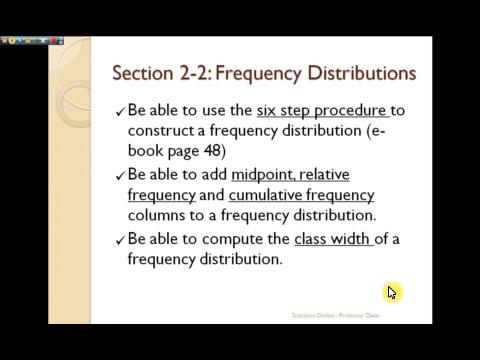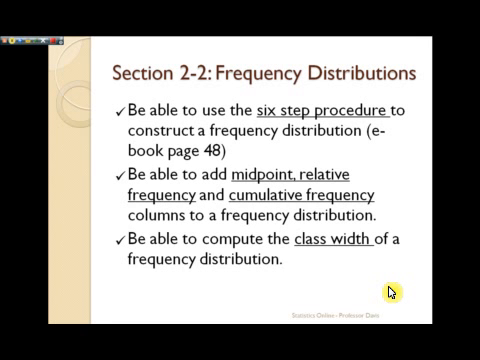Moving on to section 2.2 on frequency distributions. First, we want to be able to use the 6-step procedure to construct a frequency distribution from a set of data. Now, when we use the word distribution in statistics, we mean the word table. So we want to be able to make a frequency table from a set of data using that 6-step process you'll see in your ebook, page 48.